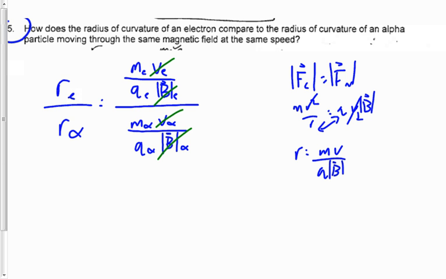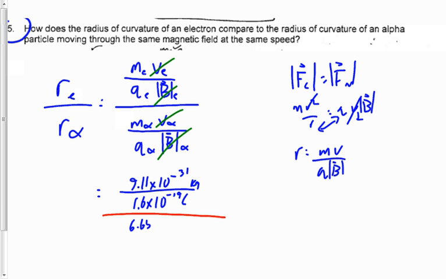Now, if we want to find the ratio of these two, I can plug in our numbers here. Okay, we know what ME is. It's 9.11 times 10 to the minus 31, divided by 1.6 times 10 to the minus 19 coulombs. Divide that by 6.65, the mass of the alpha particle, over 3.2 times 10 to the minus 19 coulombs.